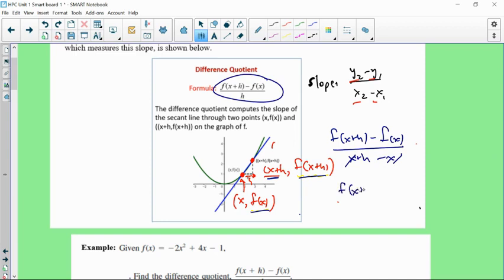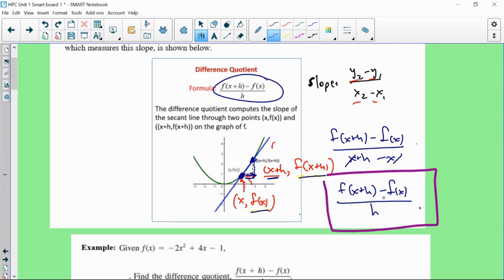So really, the difference quotient is just slope, but it focuses on just one point and a distance away from that point to get the second point. Your second point is based on your first point plus that distance. In all honesty, what you ultimately have to know is this formula right here: f of x plus h minus f of x over h. Like I said, this is a huge concept in calculus, and you'll look at that next year, but it's still an important concept now because it deals with slope.